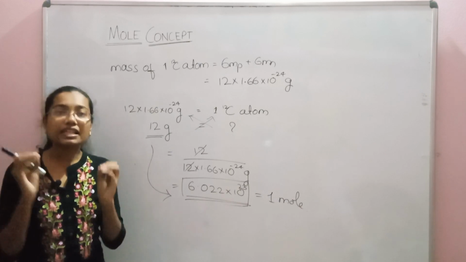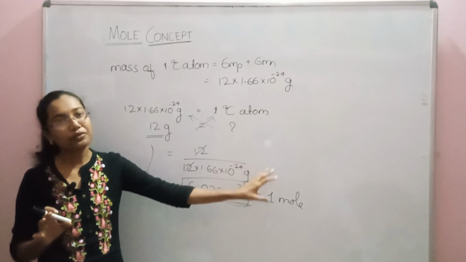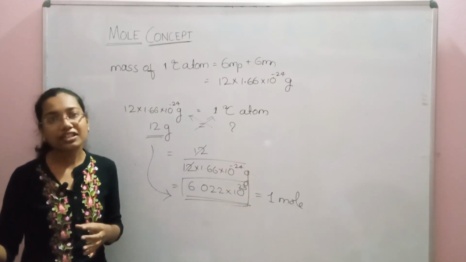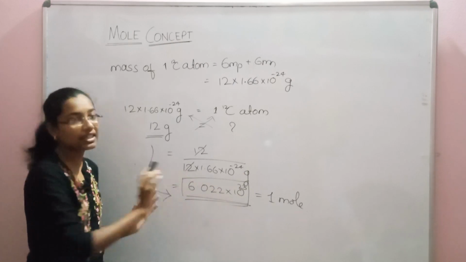So this number is always the same for whatever substance you take, for any reaction. Just keep in mind that 1 mole is 6.022 into 10 to the power 23. If anything is given in 1 mole, then that contains these many entities.